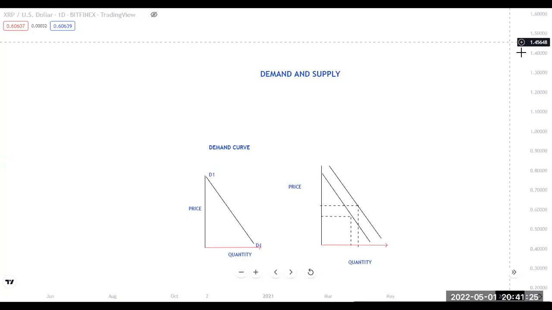Okay, but I won't be sharing more deep stuff in demand and supply. I'll just be sharing the basics, the things that you need to know when you're trading demand and supply. But when you want to know the deep stuff of demand and supply, then you can join us in the mentorship.